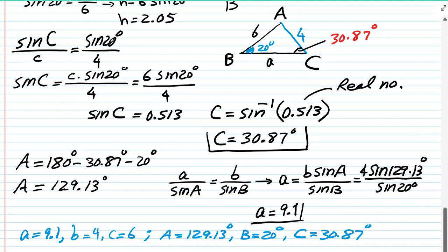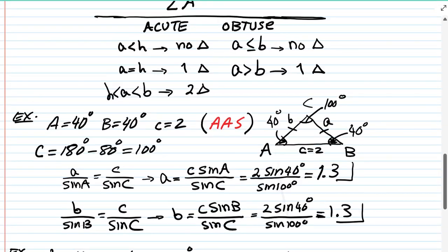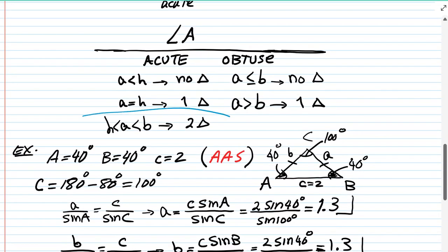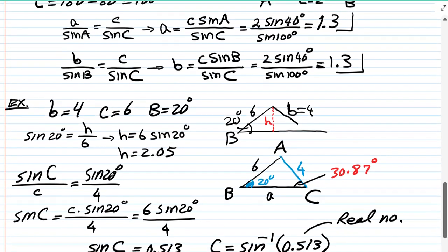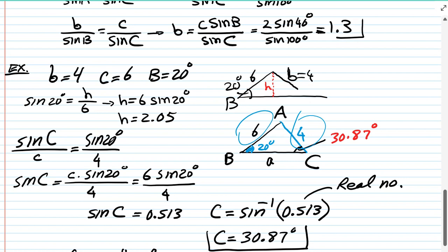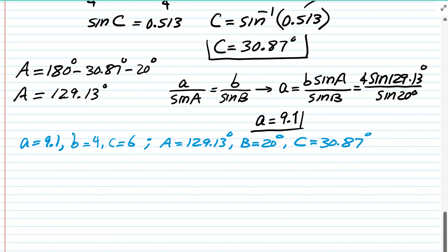Now, here, by the way, here's a case where we have 2 triangles possible. And check this out. If the measure of the angle is acute, that was 20 degrees for us, and a is bigger than h, which makes the triangle possible, but a is less than b, right? We were given a is 4, b is 6. So there's actually 2 triangles possible. Okay, so how do I find the other triangle? Well, the other triangle could be done this way.